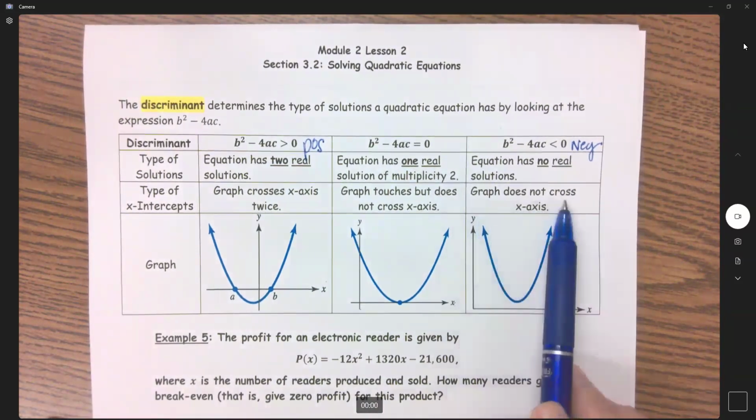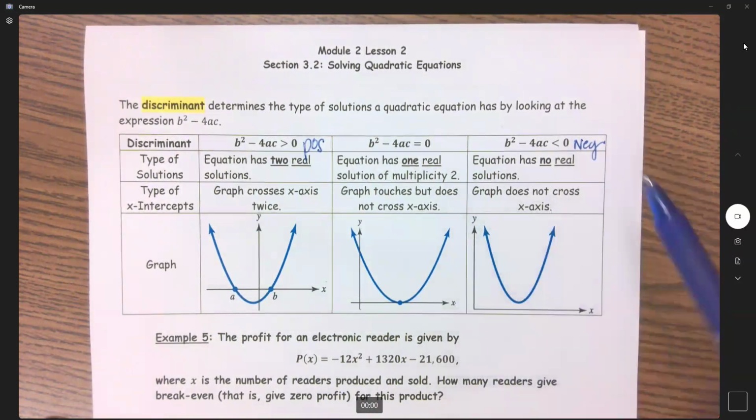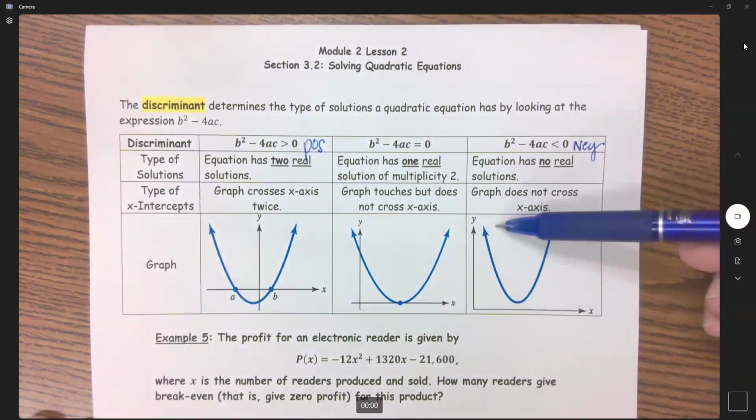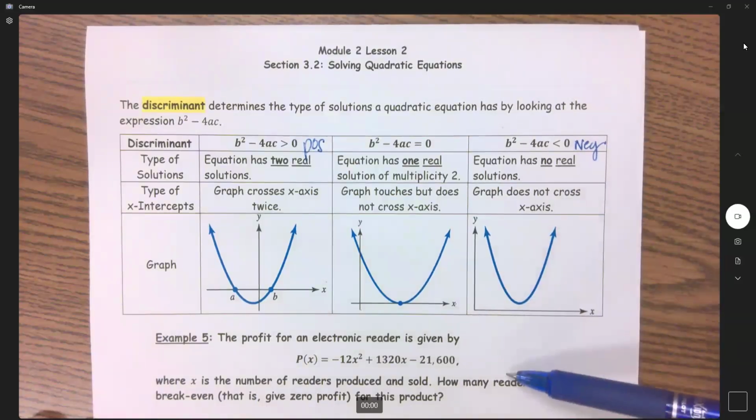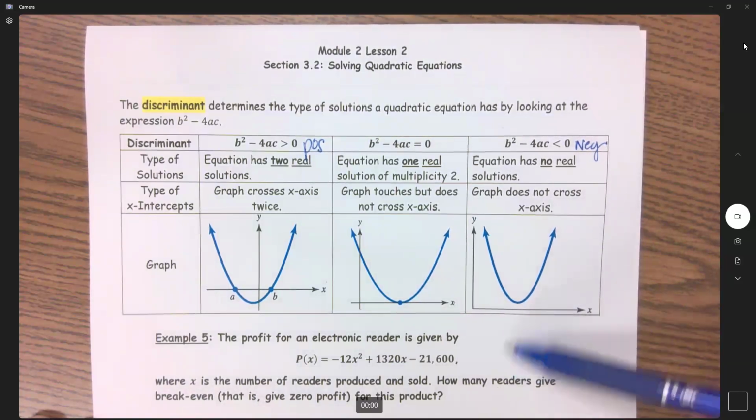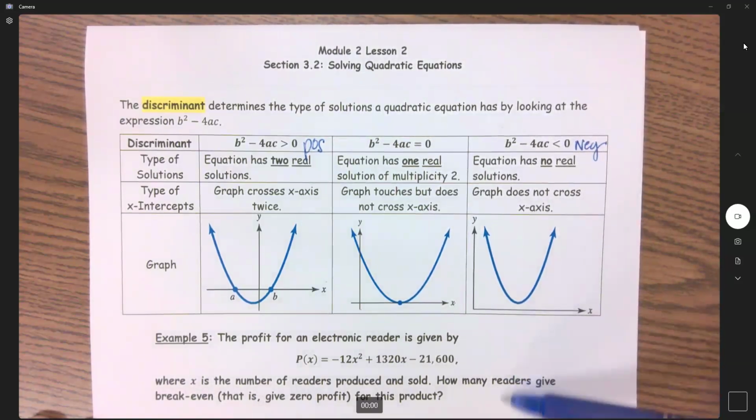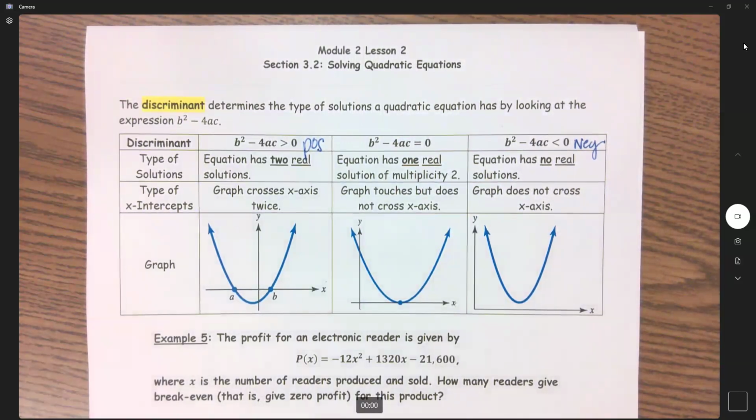So it means that the graph does not cross the x-axis. And so you can see here, it starts above, and then the vertex is also above it. So it just never crosses. Or if it was concave down, it could be down here and then be all down below that x-axis. And so it would never touch.